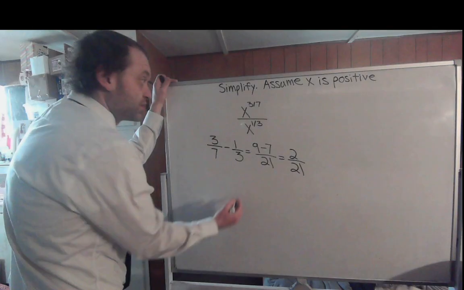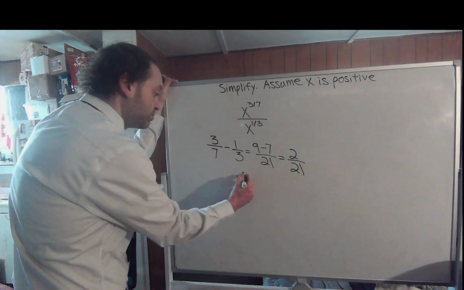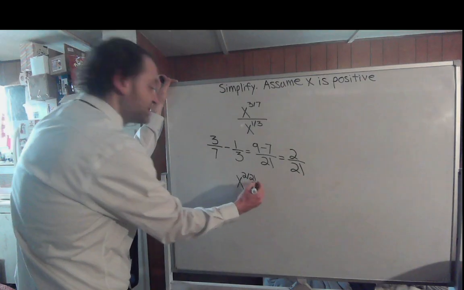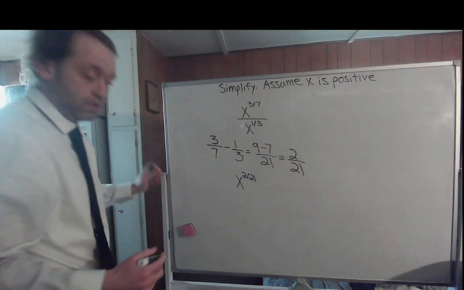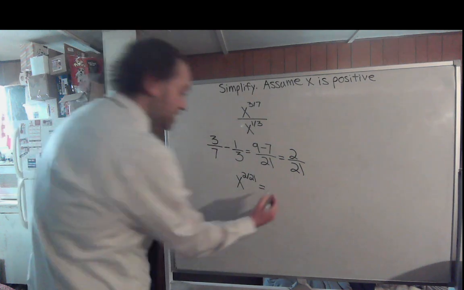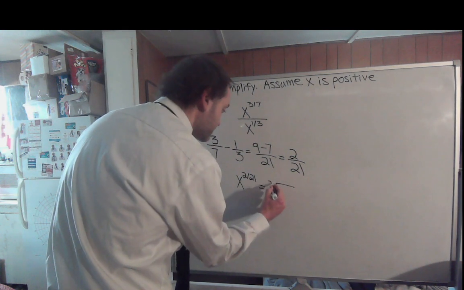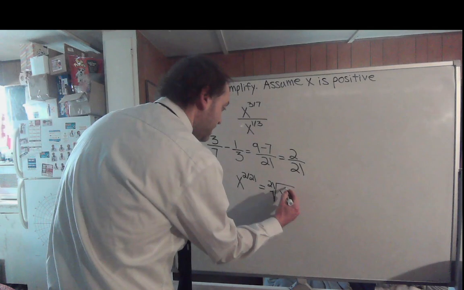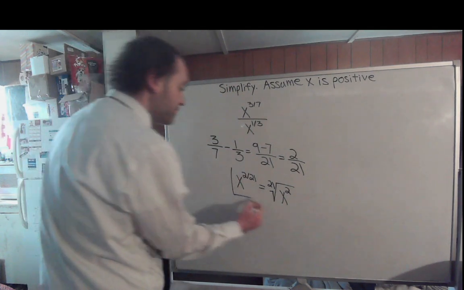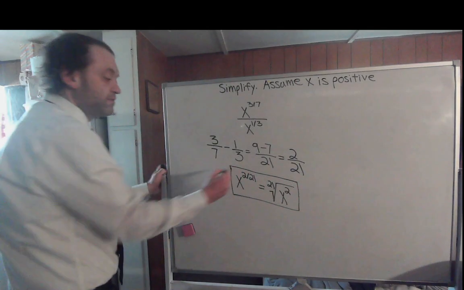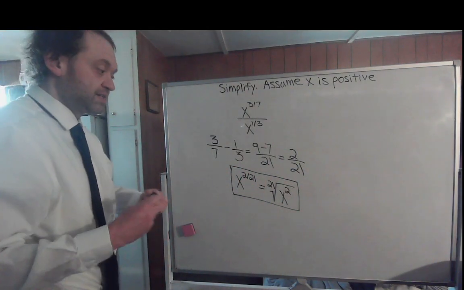So this would end up turning into x to the 2 over 21. X to the 2/21 power, which is the same as the 21st root of x to the second power. You could write it in either format, but x to the 2/21 or the 21st root of x to the second power.